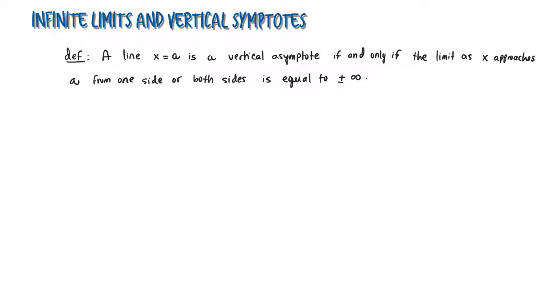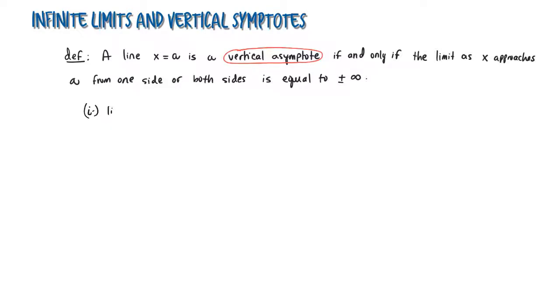So again, a line x equals a is a vertical asymptote if and only if the limit as x approaches a from one side or both sides of a is equal to positive or negative infinity. So here we are defining a vertical asymptote. Symbolically, these are the cases that we can have.